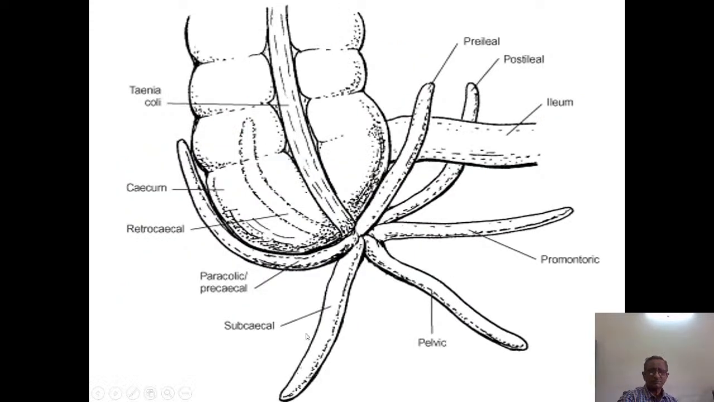Here we are showing this is subcecal, okay, retrocecal. This part is the subcecal, which you are seeing just below the cecum, and this is the retrocecal, and then we are seeing the pre-ileal and post-ileal, then promontoric, pelvic. So just try to remember these things, and if you remember this figure, it will be easy for you.